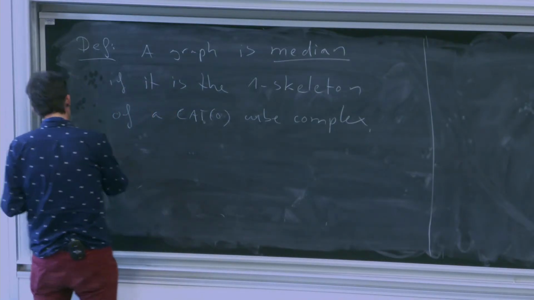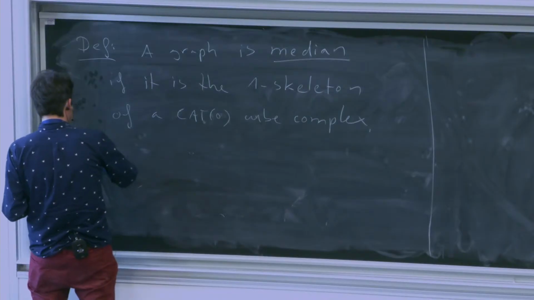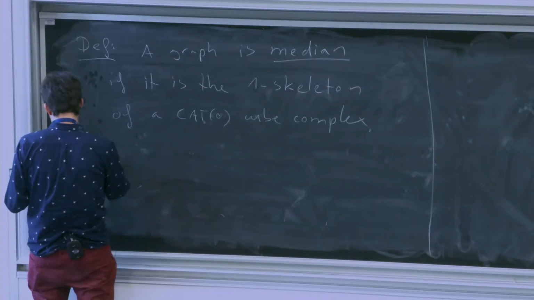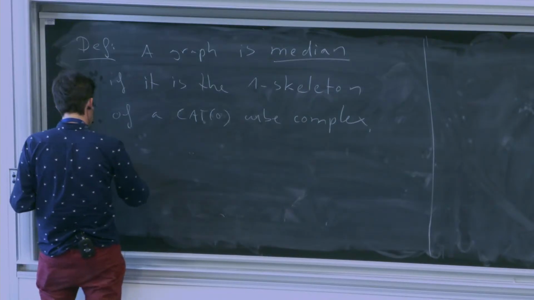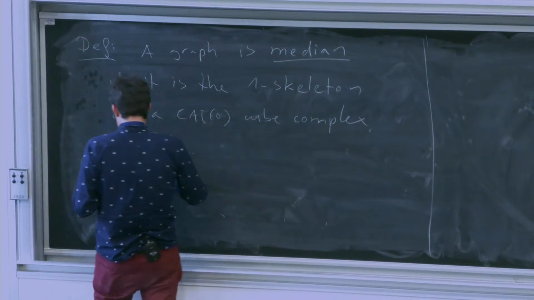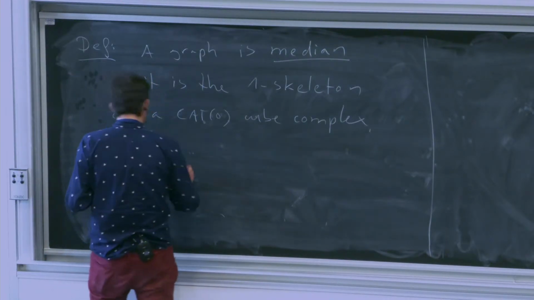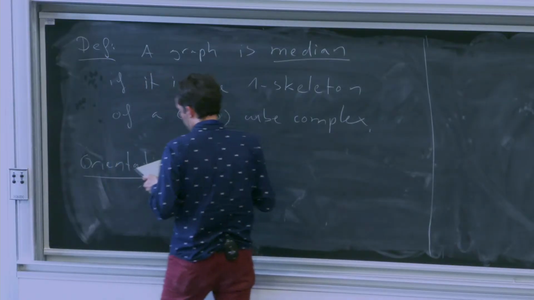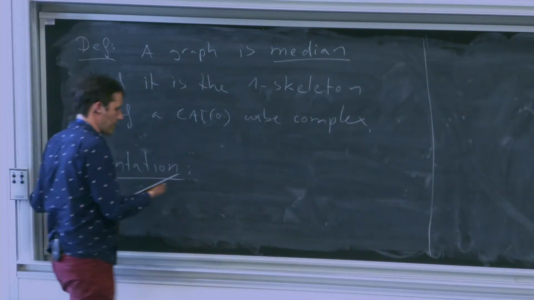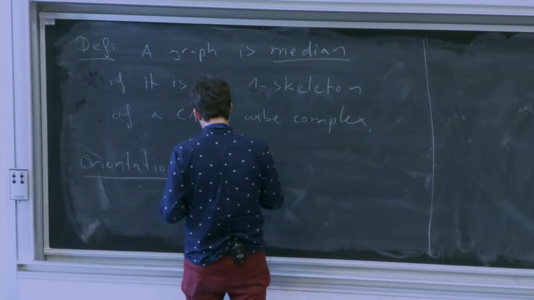Okay, so then maybe let's define orientations. An orientation on a CAT(0) cube complex is just an orientation on the edges.